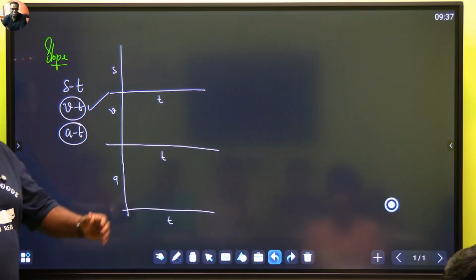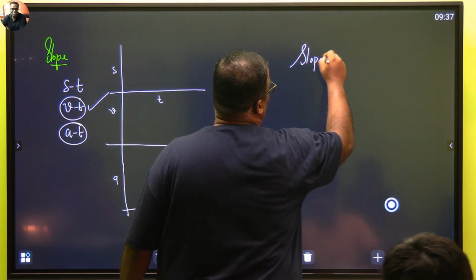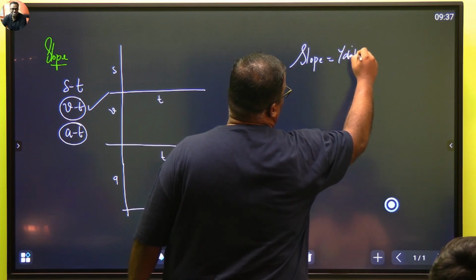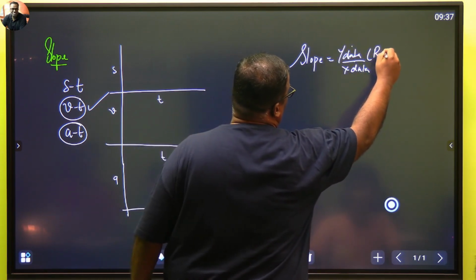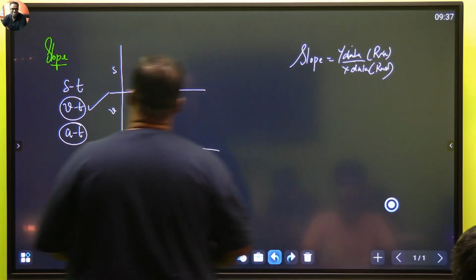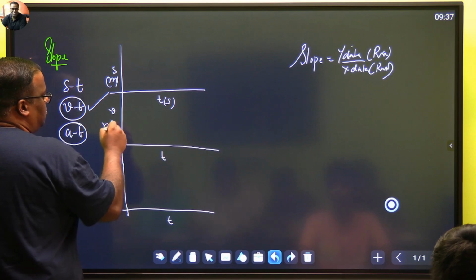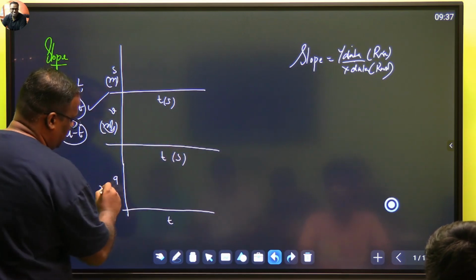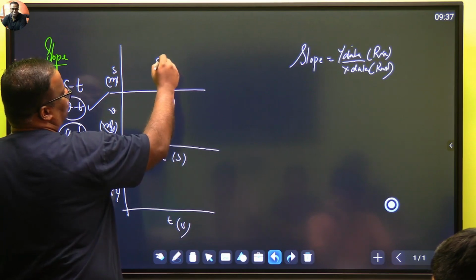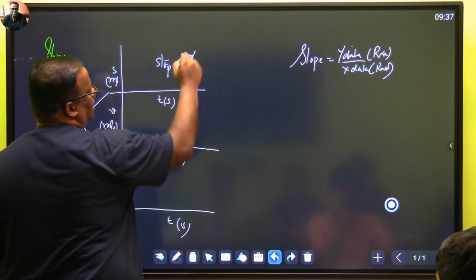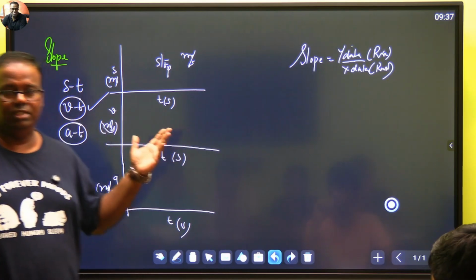So, slope, what was it? Rise over run. So in your mind, always remember that the slope is nothing but y-axis data divided by x-axis data, right? Because the y-axis will always give you a rise and the x-axis will always give you a run. Now put your units on each graph: meter and second, meter per second and second, meter per second square and second. So if we calculate the slope here, it should give me meter by second.